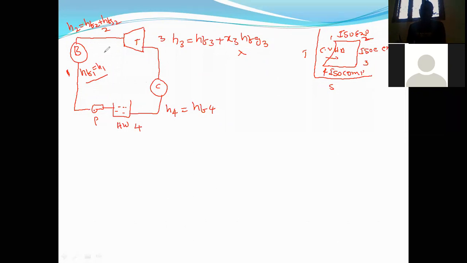See, now what is 1 to 2? 1 to 2 is isothermal expansion. So T1 is equal to T2. These are the conditions we should know. Yesterday I said that the conversion process is also a constant pressure process. So in 1 to 2, T1 is equal to T2 and P1 is equal to P2.